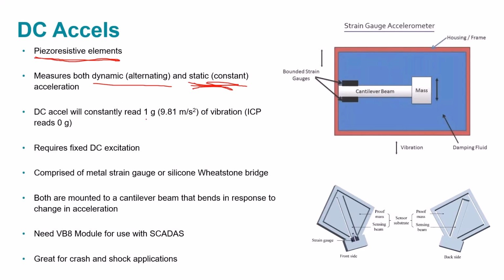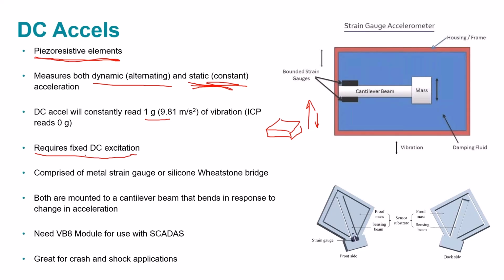DC accelerometers will read 1G if they're placed properly, whereas ICP will read 0. And it's important to note, I said placed properly, so for example, if you were to tilt one of these accelerometers on its side, then it would read 0. But if it was a single axis accelerometer, my little single axis accelerometer, it would measure the acceleration due to gravity. The main difference is it requires that DC excitation.